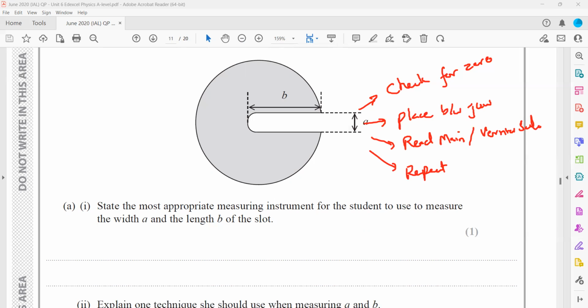And when we check for zero error, which error do we reduce? There are two types, systematic error and random error. When we check for zero error, we reduce the systematic error. And when we read the main scale and vernier scale and repeat the experiment, it will reduce random error.